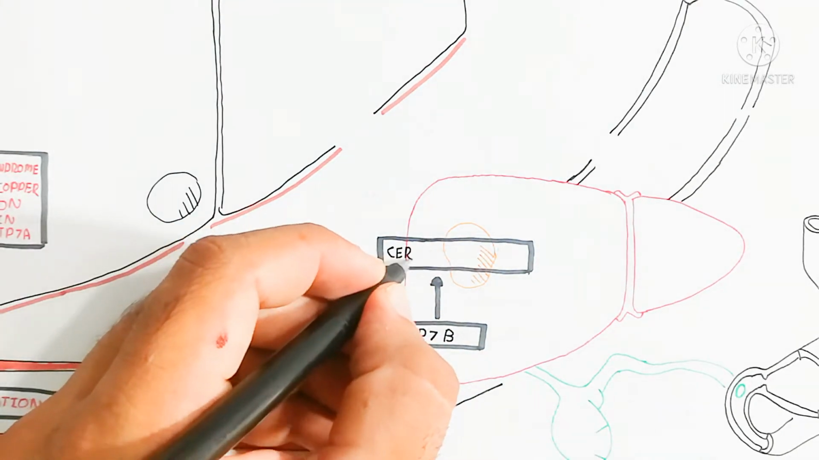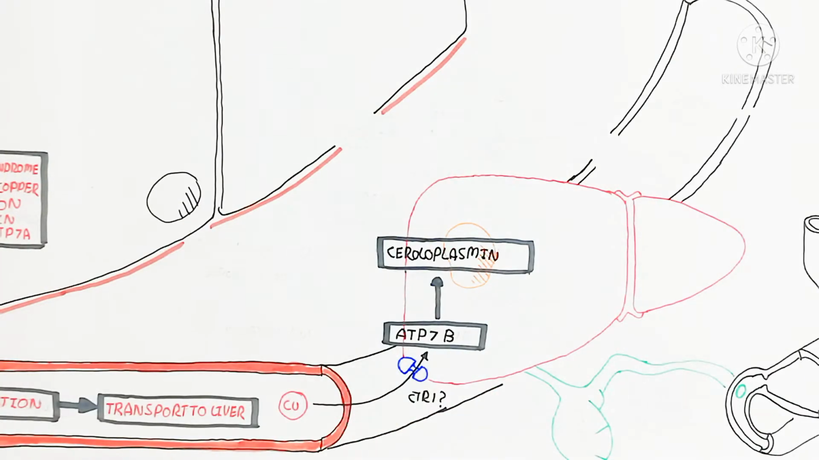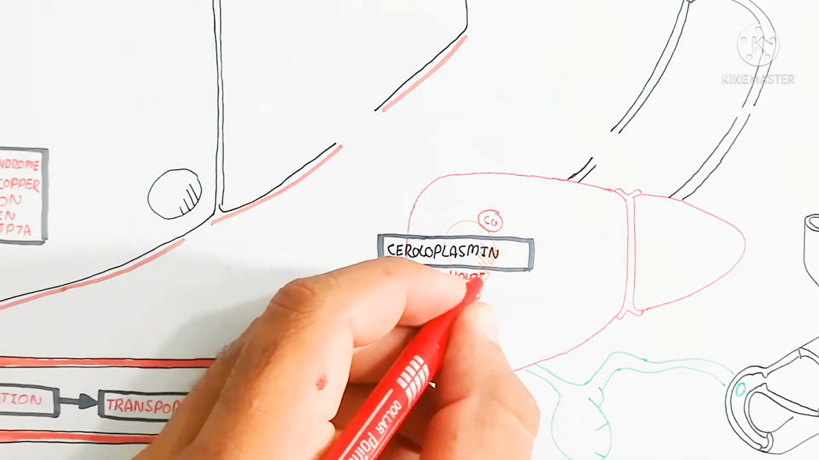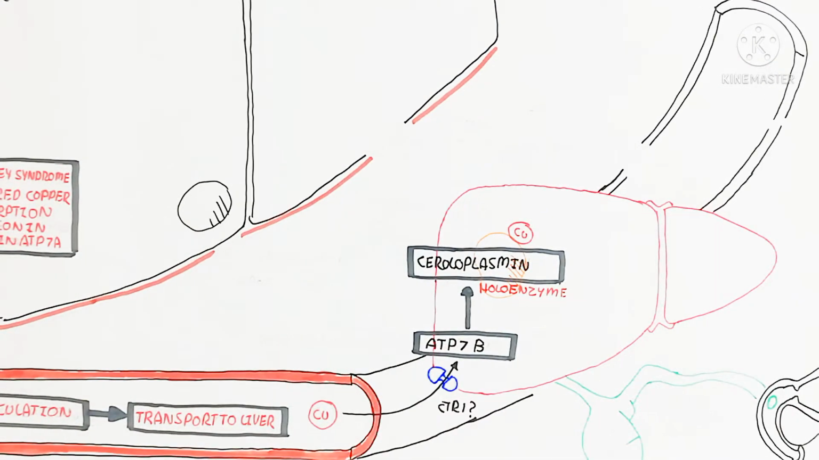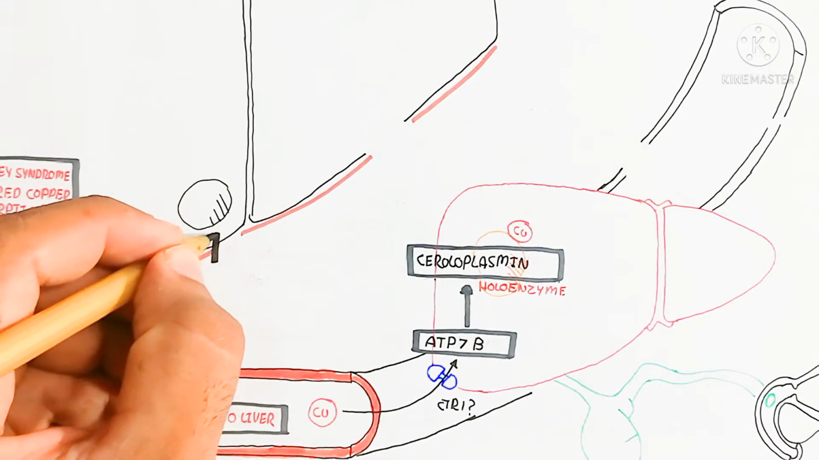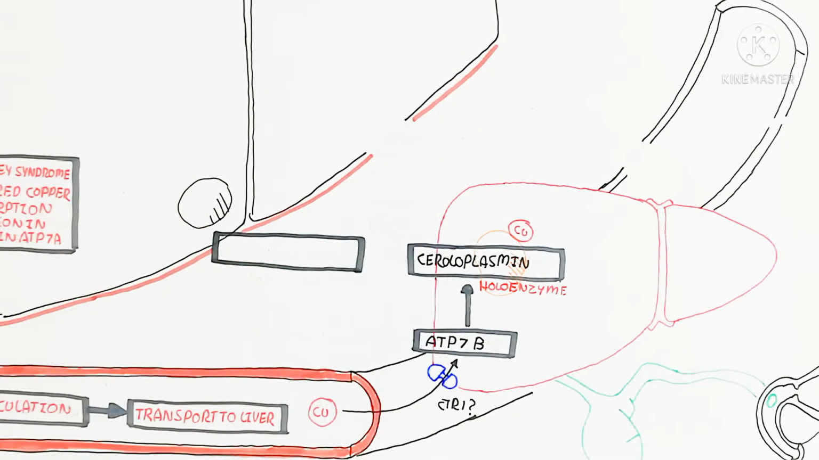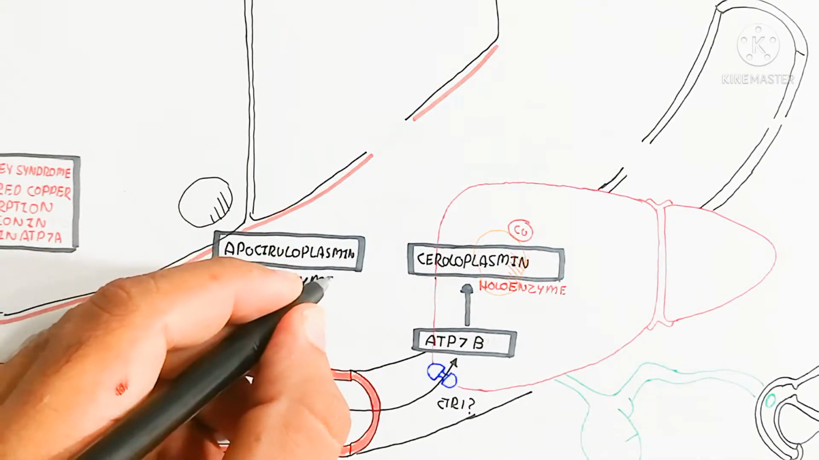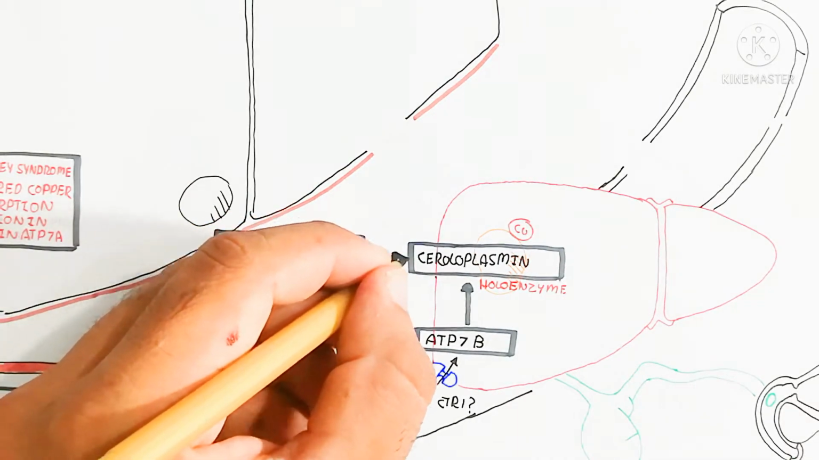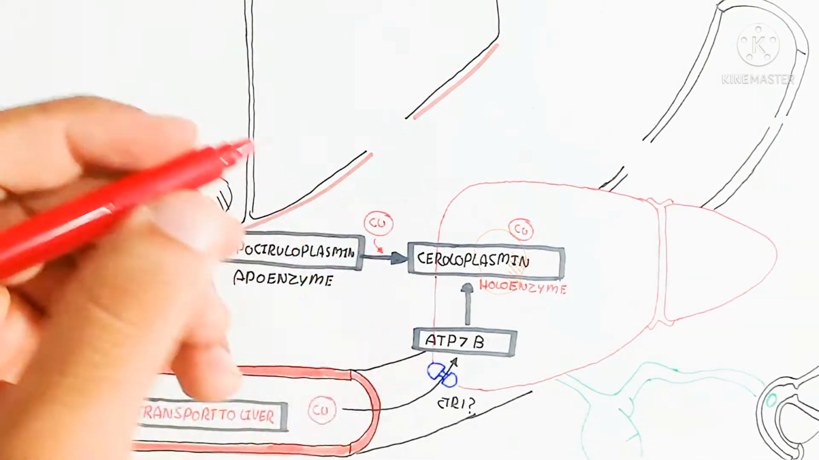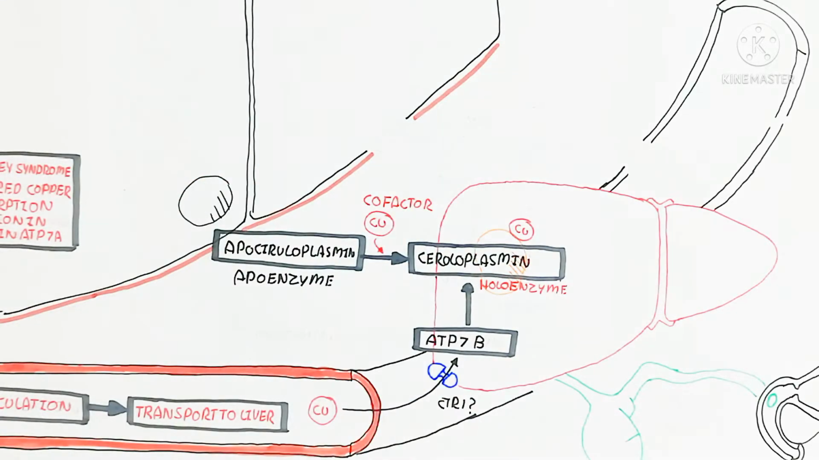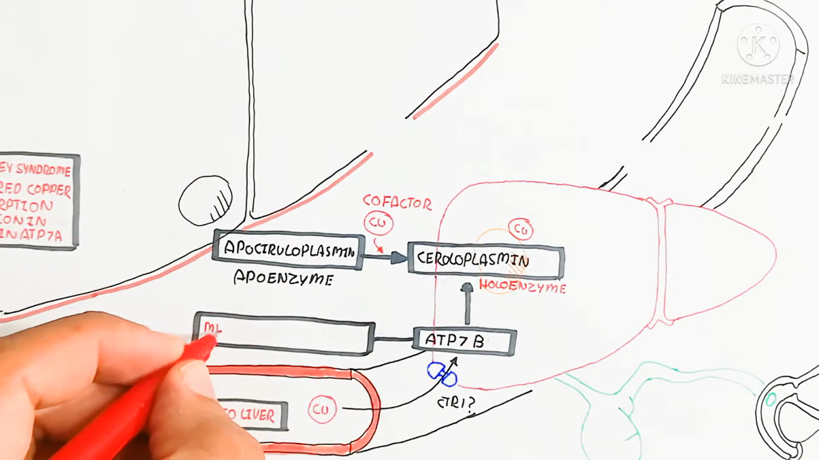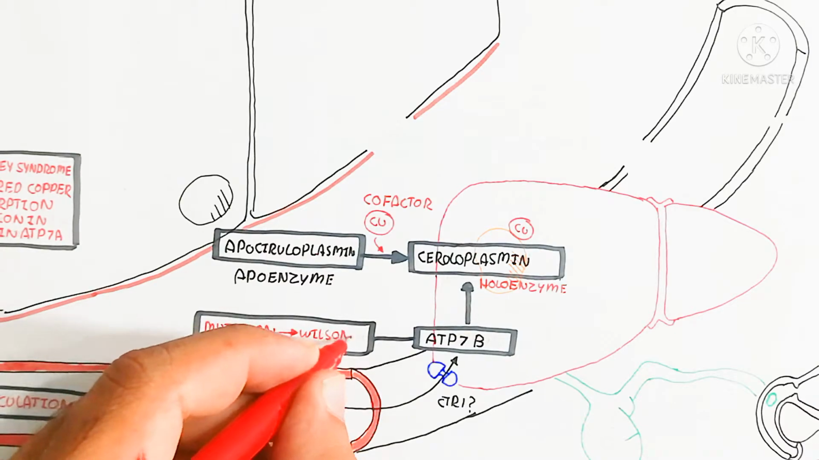Why? Because ATP7B is the transporter that donates the copper to ceruloplasmin. This ceruloplasmin will attach with the copper and go to the Golgi. Let's begin to understand. First of all, apoceruloplasmin works as an apoenzyme, which is converted by the cofactor copper, used as a cofactor to bind with the apoceruloplasmin protein, the apoenzyme, to convert it into ceruloplasmin, the holoenzyme.